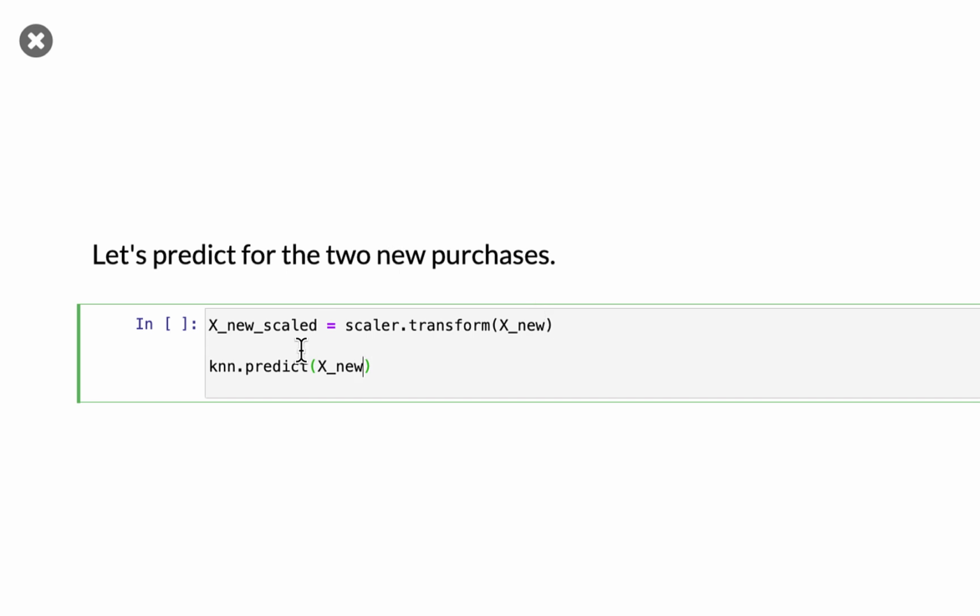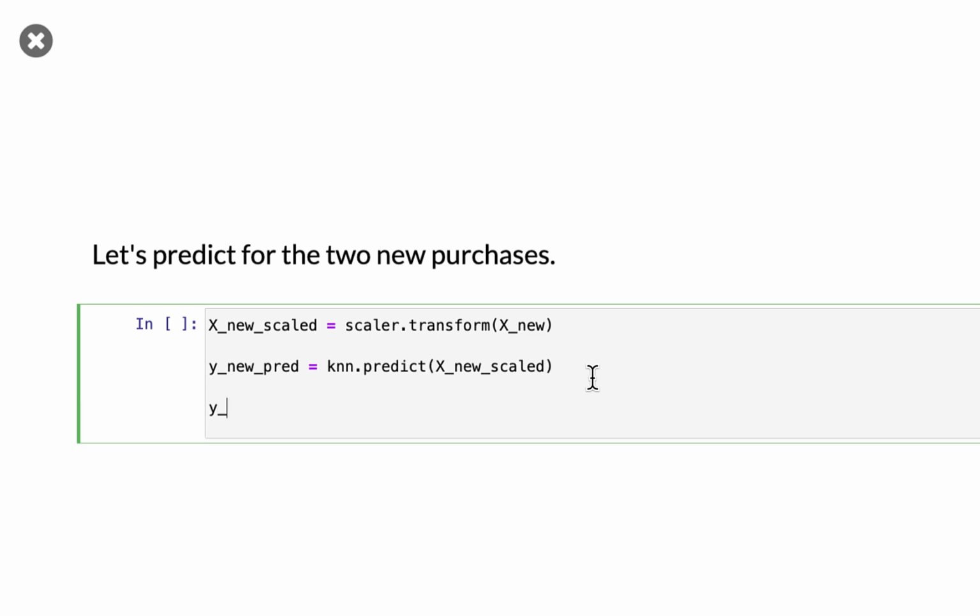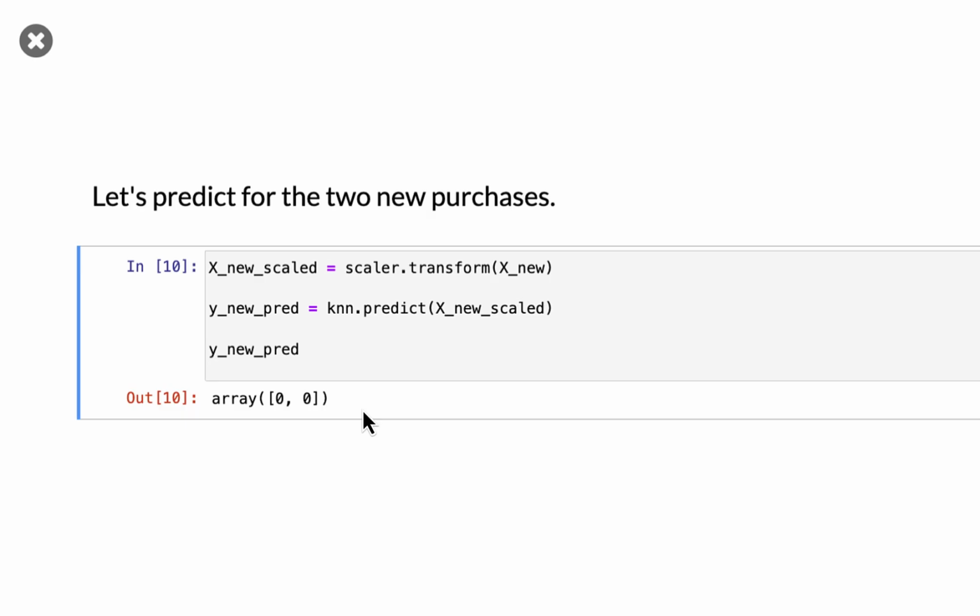So now, after I have scaled the new data points, I will use the scaled new data points, and this time we can finally predict based on the scaled new data points. The result, we can call it Y new, maybe prediction. Now, finally, to view the results, we just include the name of the variable that includes the prediction outcome in the last line of the code cell. And then we can see the result.